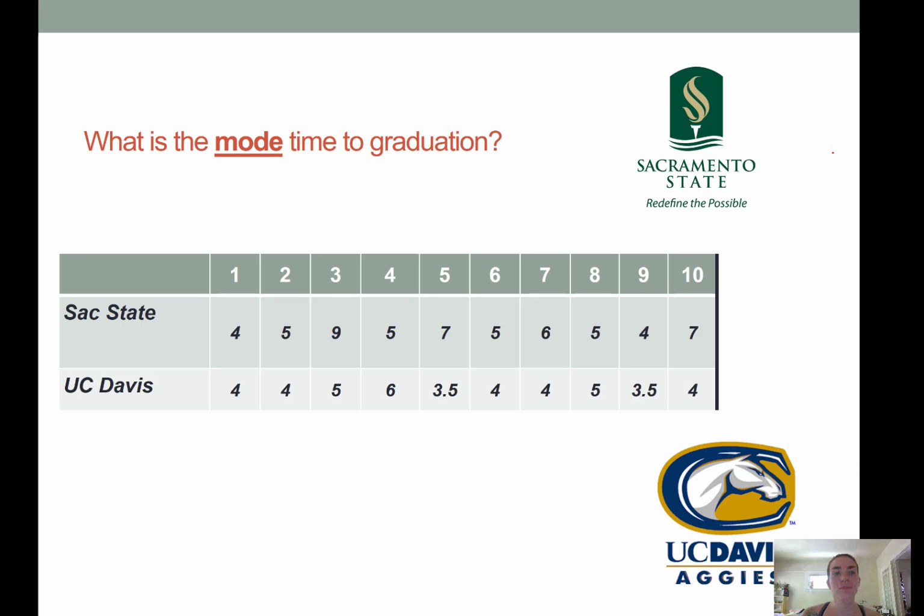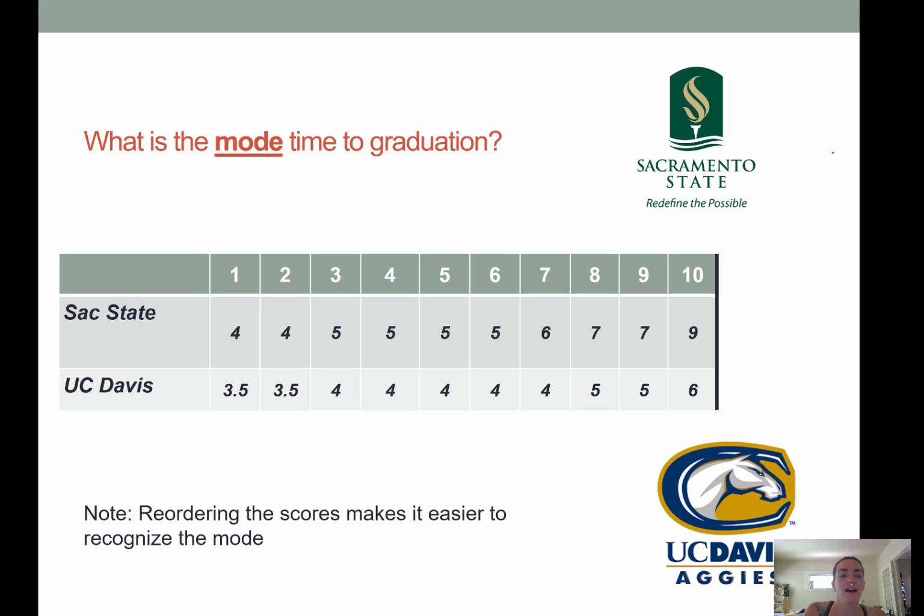Okay, let's move forward and calculate the mode time to graduation. So the mode time to graduation, remember, is the most frequently reported time to graduation for that group. So if we want the mode time for Sac State students, then we want to find the value that was most frequently or most commonly reported. I have a note here that if you reorder the scores, it can make it a little bit easier to see the mode without making mistakes.